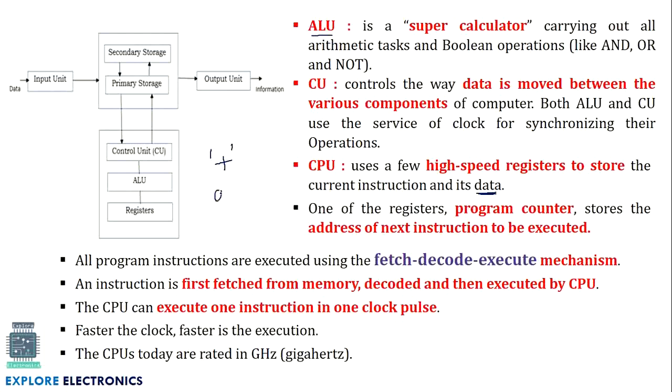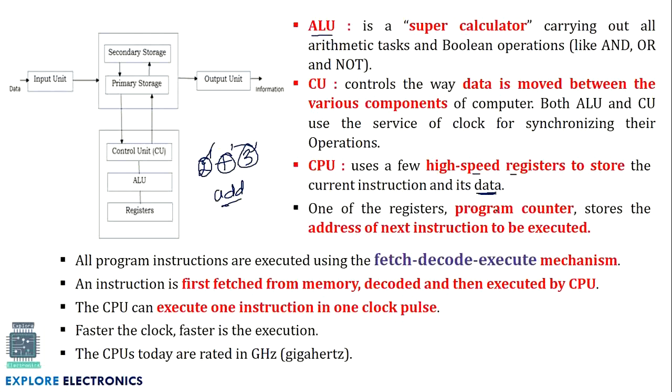So instead of plus, if you use add, this will be called an instruction, and the values we are going to add, 2 plus 3, this is data. Okay, this is an instruction, these two are data. So that is what the CPU is going to do with special function registers, or high speed registers, we can say.